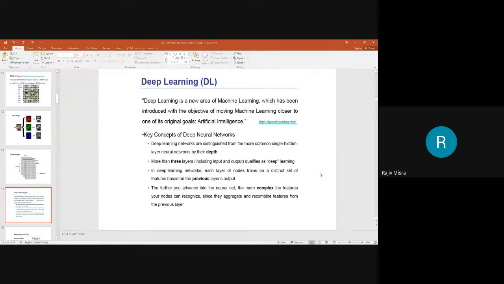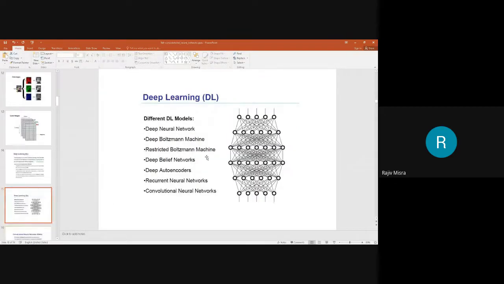In a deep learning network, each layer of nodes trains on a distinct set of features based on the previous layer's output. The further you advance in these neural networks, the more complex the features your nodes can recognize, as they aggregate and contribute more features than the previous layers. A typical example of deep learning is the deep neural network.